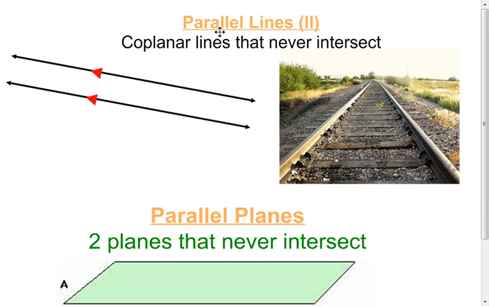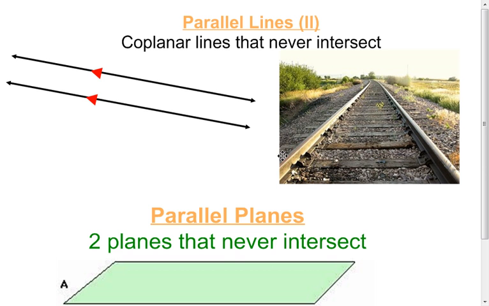Then you have parallel lines. I'm guessing that many of you have heard of parallel lines, you've talked about them before. This word right here, coplanar, is going to be very important in its definition. So they're coplanar lines that never intersect. Here's a picture of them. I have my 2 lines. Now notice there's these red arrows on them. These red arrows are what are telling us that they're actually parallel. So this is a symbol that you can put on lines to represent parallelism.